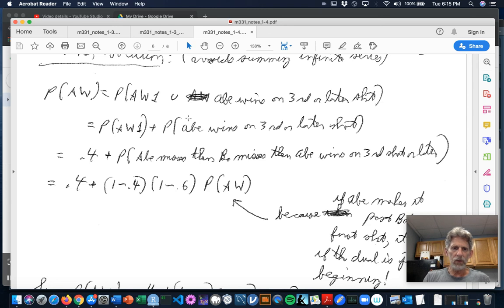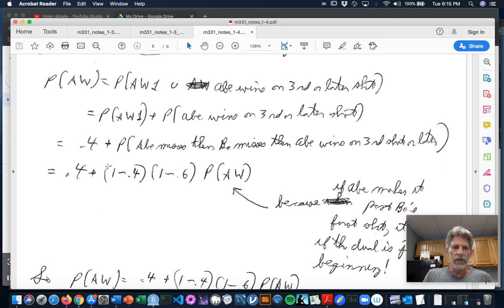Now let's think about what it means for Abe to win on the third or later shot. That is equivalent to Abe misses his first shot, then Bo misses, and then Abe wins on the third shot or later. And so I can think of that as the and of three events: Abe misses, Bo misses, and then Abe wins on the third shot or later.